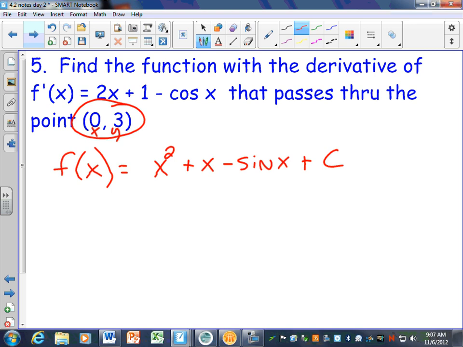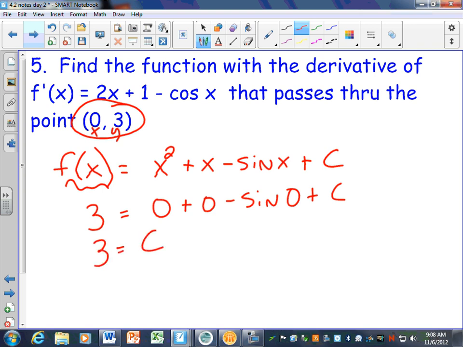Wait, where's y? This is x, this is y. So what do we do with the c value? We just solve for it. So look, here we get 3 equals 0 plus 0 minus sine of 0 plus c. How nice that is. Which means that c equals 3. So your final answer, you're just going to replace 3 right there. So your equation would be f of x equals x squared plus x minus sine of x plus 3, because you can tell me what specific constant would be there.